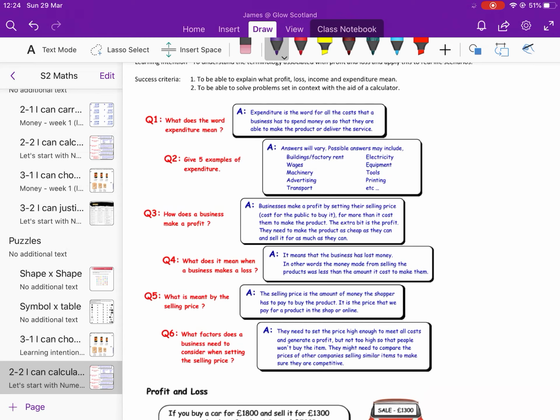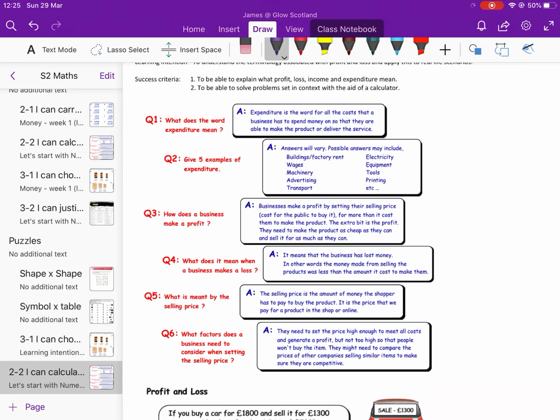Question 2 is give 5 examples of expenditure. So there are more than what are on this list, but it could be things like rent for your building or your factory, wages, machinery costs, advertising, transport, electricity bills, any other equipment they're using, tools, printing, and many, many more. See if you can come up with a few others yourself and write them at the side.